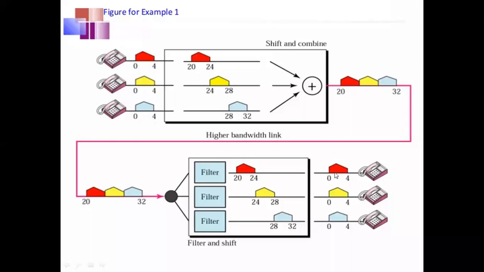That is, the band of frequency is 0 to 4K here, 24 to 28 is 0 to 4K, and 28 to 32K is 0 to 4K. Each signal's bandwidth is 4K, 4K, 4K. So this is multiplexing, and this is demultiplexing. It's multiplexing and demultiplexing. So this is our problem.